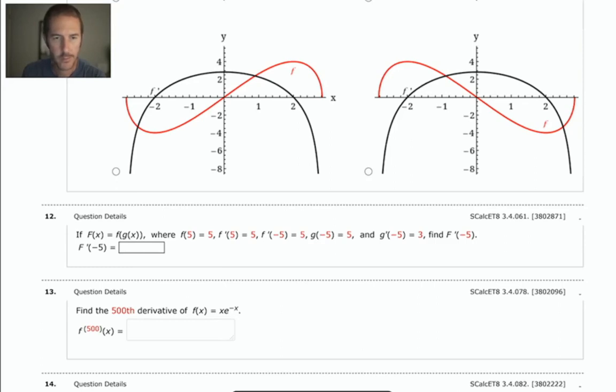Your original function here, capital F, is equal to f of g of x. If that's the case, then what's capital F prime of x? Just write it out in terms of f's and g's and f primes and g primes, and then use the given information to fill in blanks in order to evaluate F prime of -5.